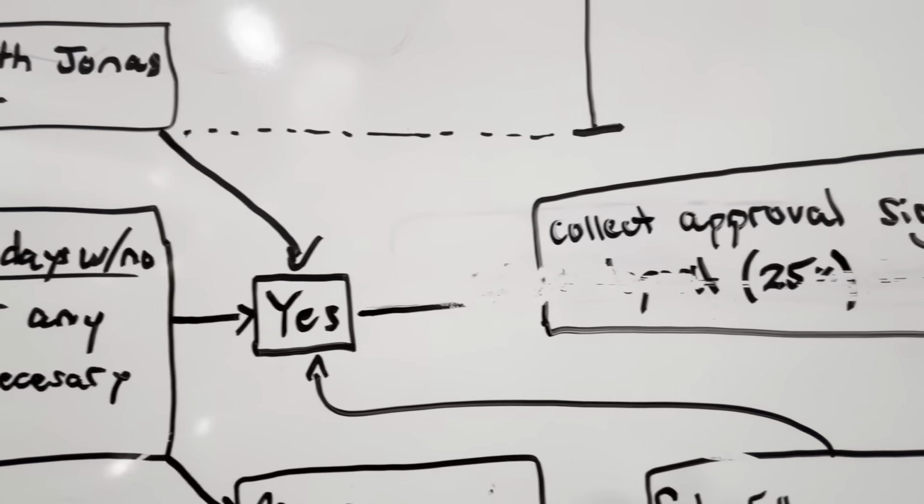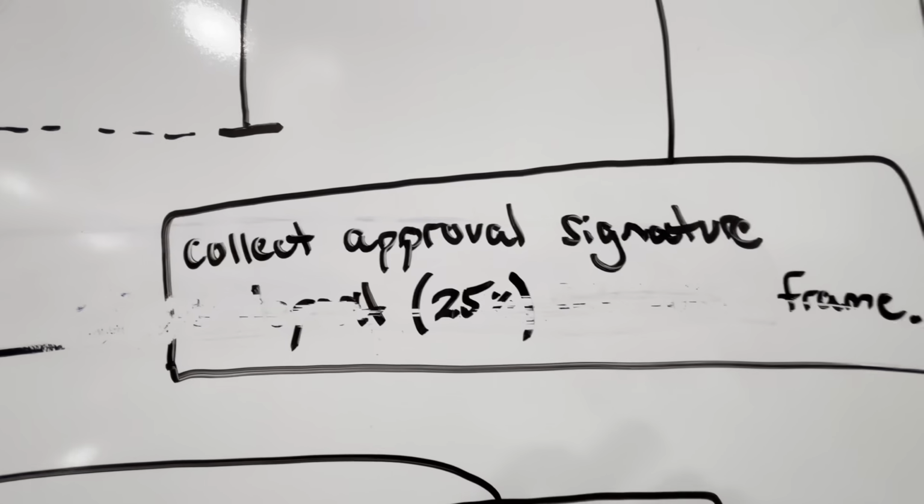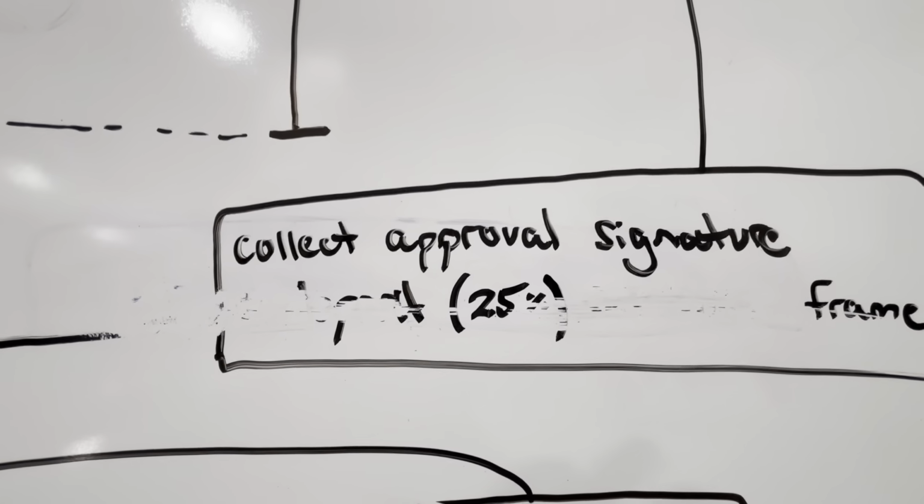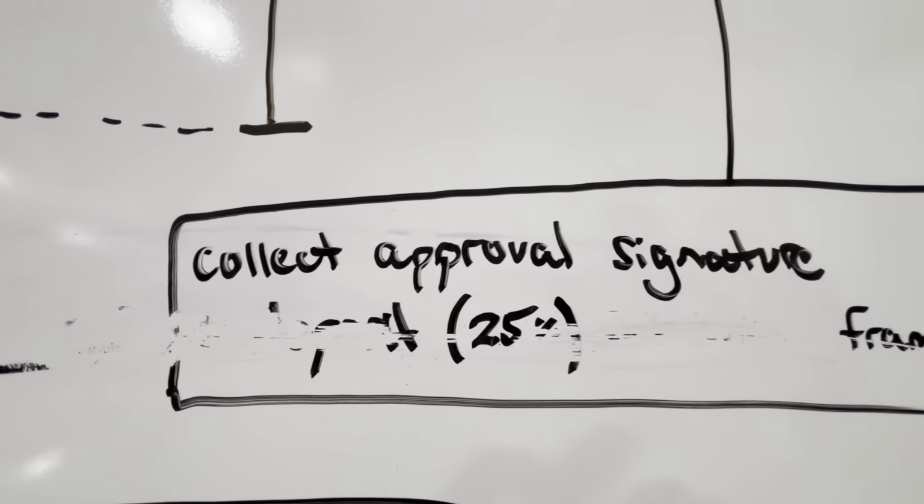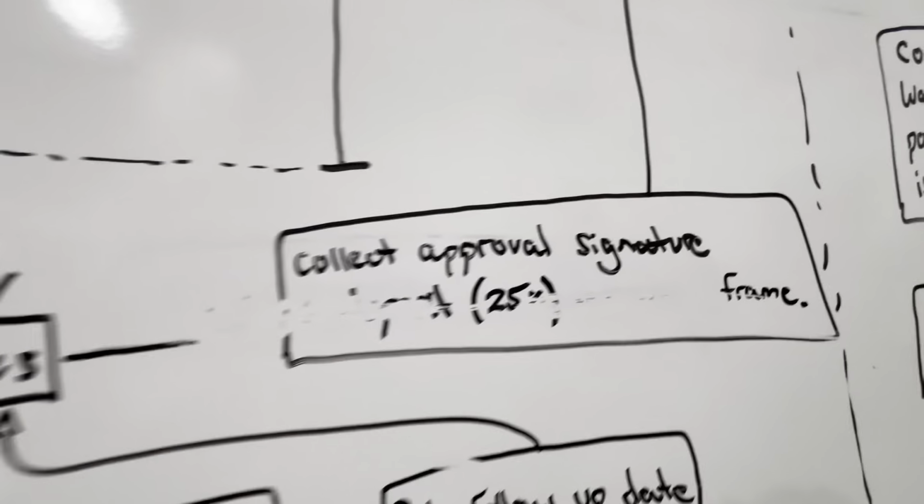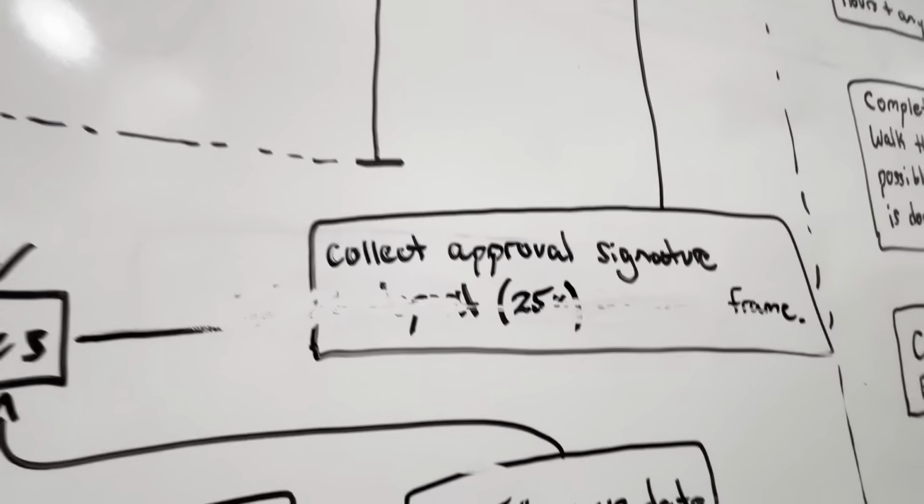After that, they say yes. Make sure you collect approval and signature, and then we do a 25% deposit, and then give them a time frame. I know some of that got erased, but it's very important. The nice thing about Jobber, and I'm not promoting them in any way, but I'm sure a lot of software does this, is you can collect signatures right on the quote that you send.